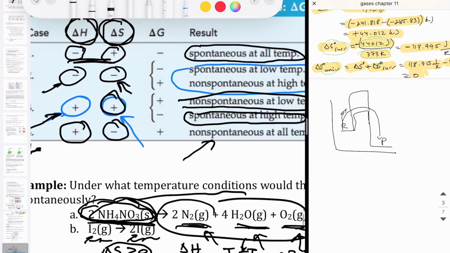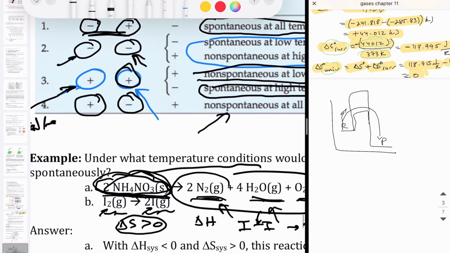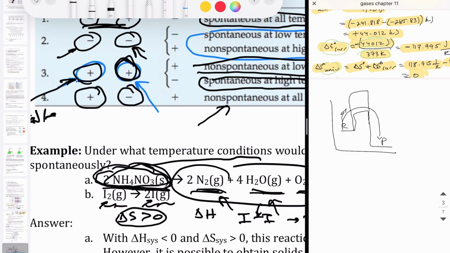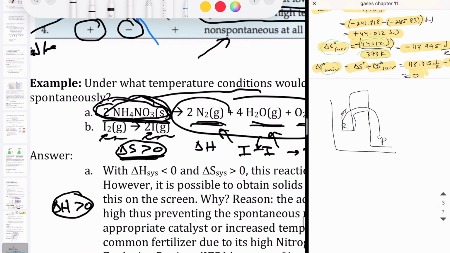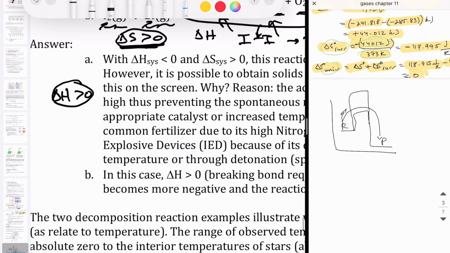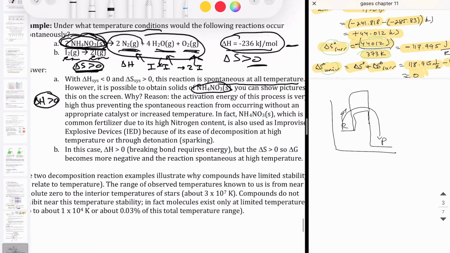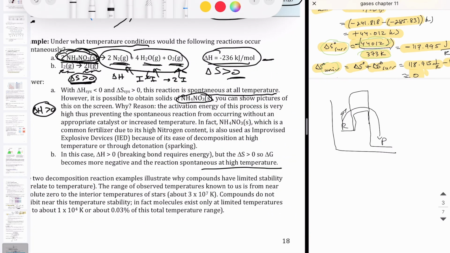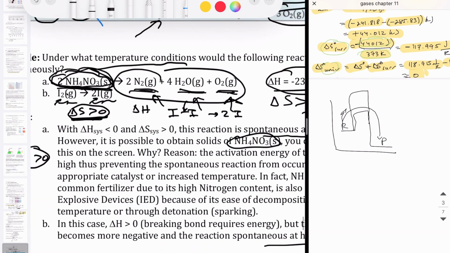Will it be spontaneous? This then goes back to that case number 3, where you have positive for both. So the reaction is going to happen if the temperature is high enough, because the entropy factor becomes more important at higher temperature. And the entropy factor is the one that's favorable here. So in this case, the reaction is spontaneous at higher temperature. And so that's a decomposition reaction. The top one is also a decomposition reaction.